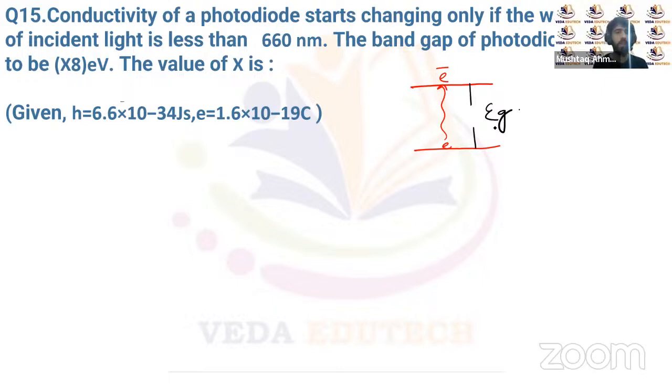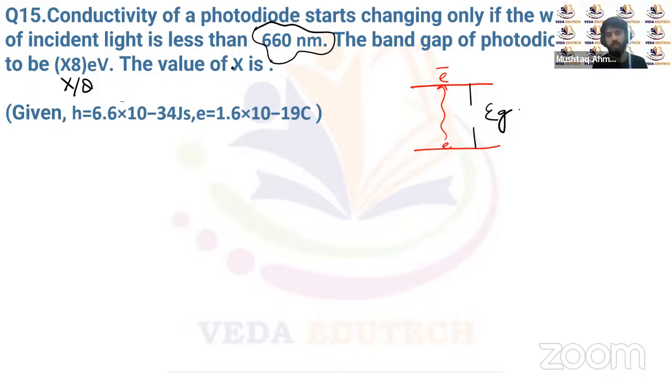So the question is that the conductivity of the photodiode starts changing only if the wavelength of incident light is less than 660 nanometer. The band gap of the photodiode is found to be x upon 8. The value of x is, right? So x upon 8 is the band gap, and we have to find the value of x. The question says that the maximum wavelength we need is 660 nanometer or less than that. It means we can take this as the threshold wavelength required for the electron to jump from the valence band to the conduction band.